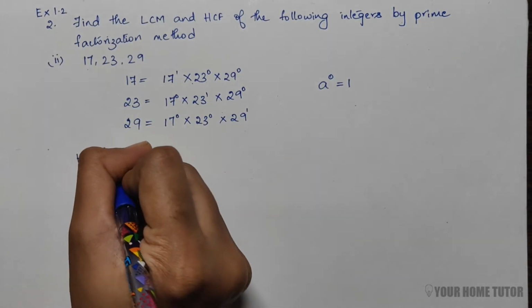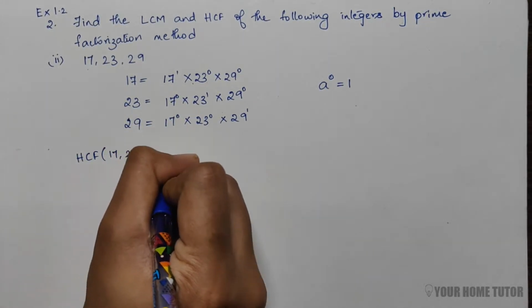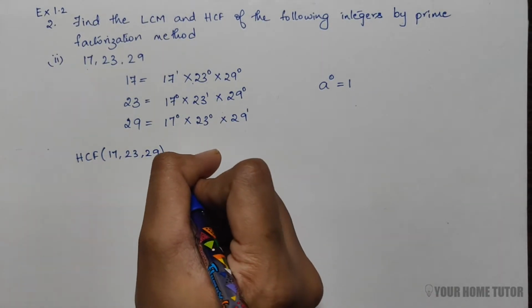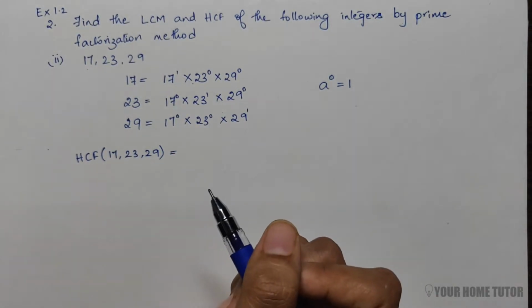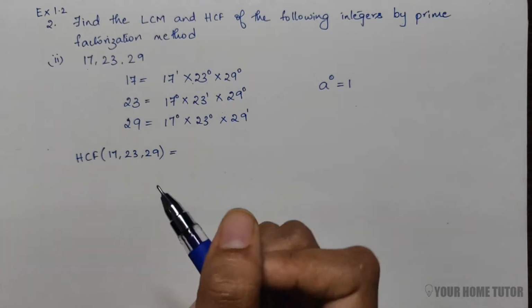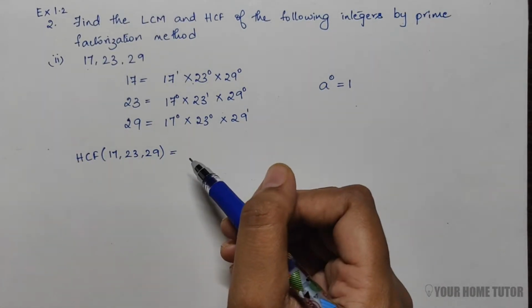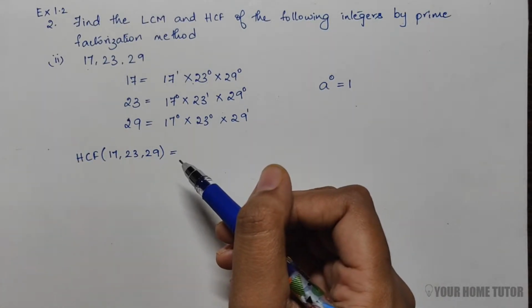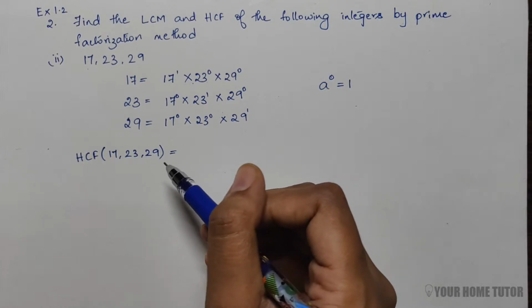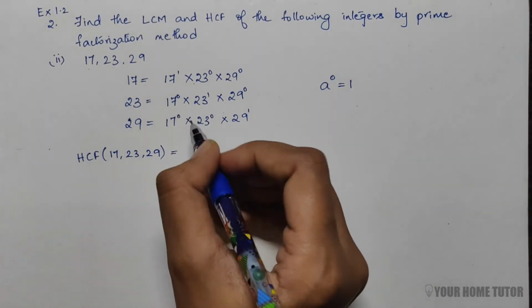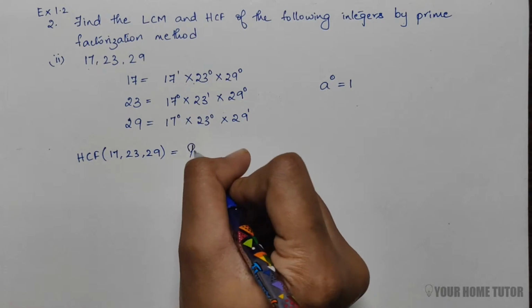Now to calculate HCF, so HCF of 17, 23 and 29 is nothing but the product of the smallest power of each prime factors of the numbers. If you want, I'll write down the statement for you.